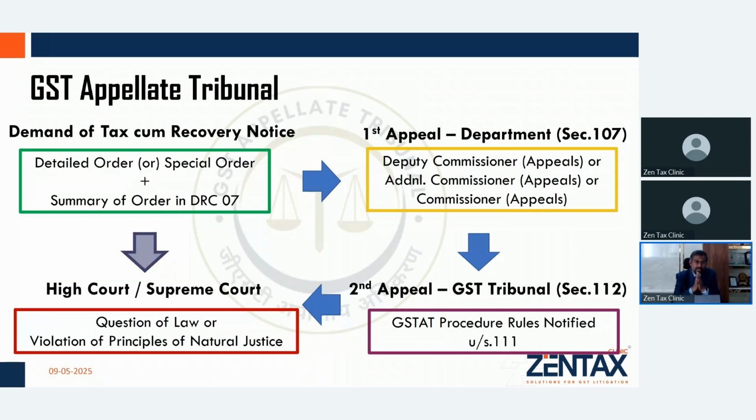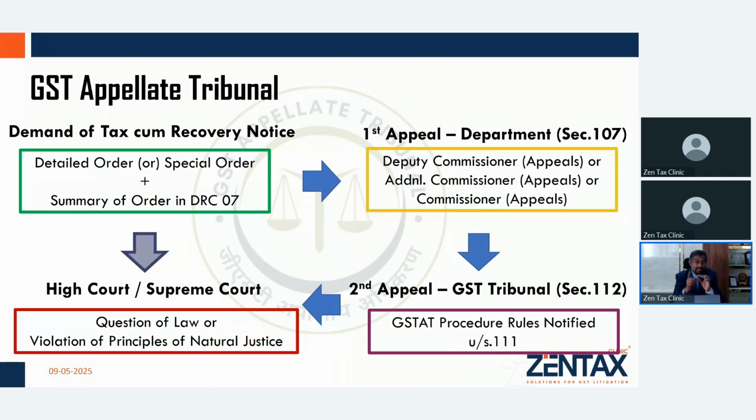of natural justice. So why do we have to think about the significance of the High Court and Supreme Court when we are talking about the second appeal before the GST Tribunal? It is because an appeal before the High Court or Supreme Court would be admissible only when there is a substantial question of law. This brings substantial clarity that the GST Appellate Tribunal, to whom we are filing an appeal under section 112, with the procedure notified under section 111, is the ultimate fact-finding authority. If there is any dispute on the facts, the ultimate fact-finding authority is the GST Appellate Tribunal, and the High Court or the Supreme Court will not come into a matter involving questioning facts.